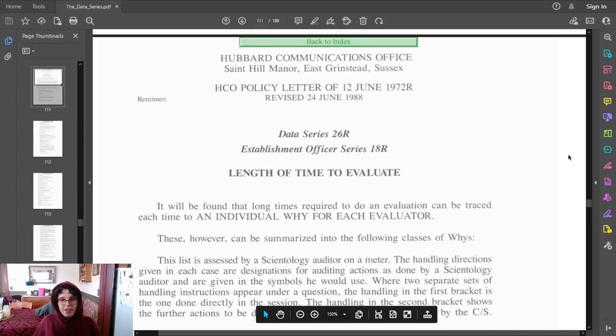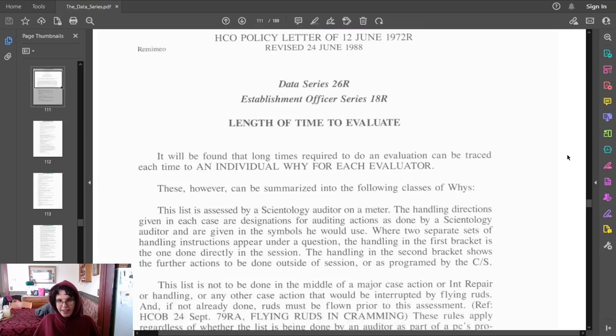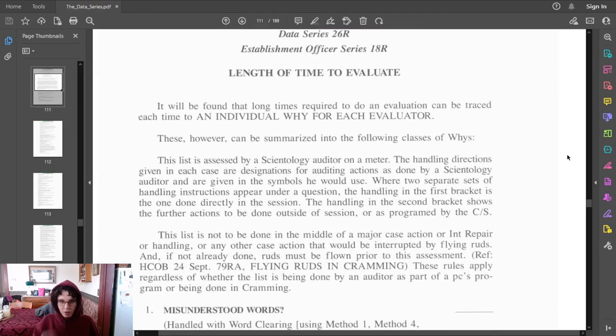So let's start with the HCO Policy Letter of the 12th of June, 1972, revised the 24th of June, 1988. So this was revised after Hubbard died, so it's not necessarily exact LRH tech. But this comes from the Data Series and the Establishment Officer Series, and it's called Length of Time to Evaluate. It'll be found that long times required to do an evaluation can be traced each time to an individual Y for each evaluator. These, however, can be summarized into the following classes of Ys.